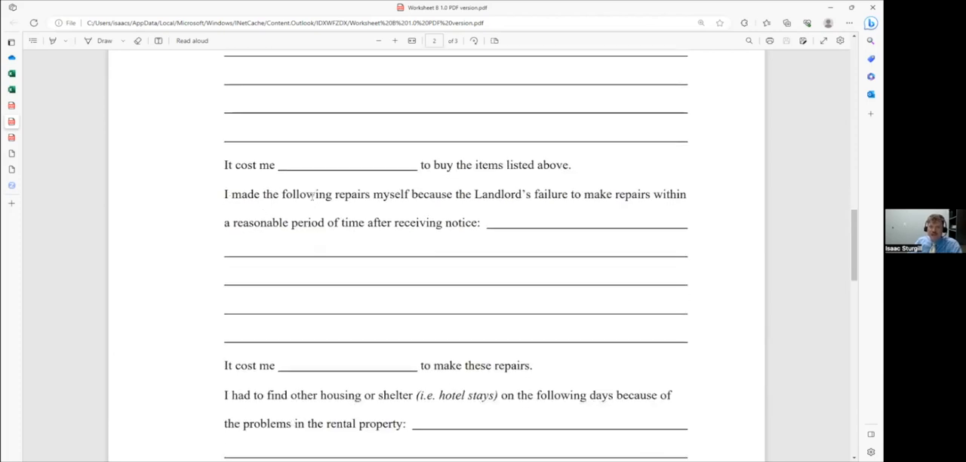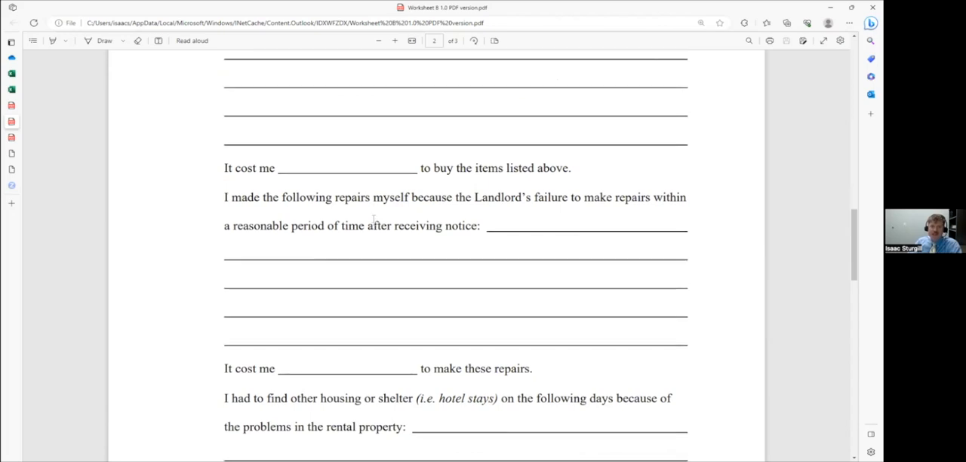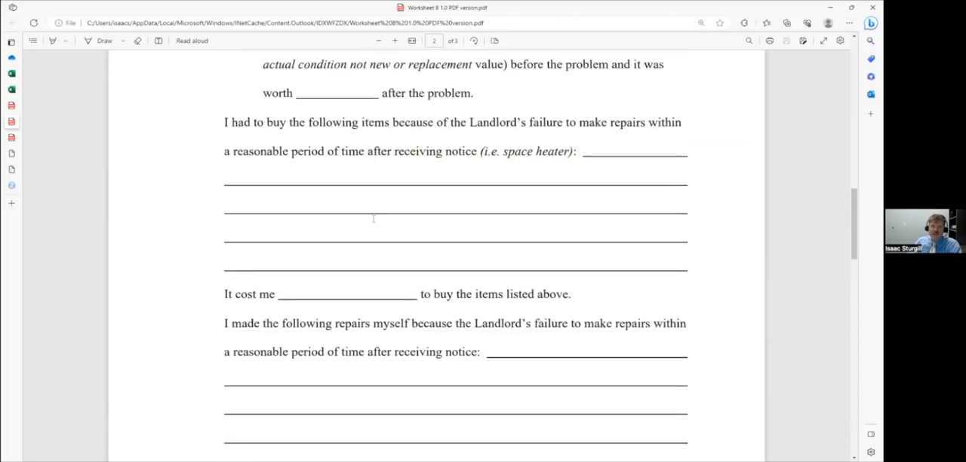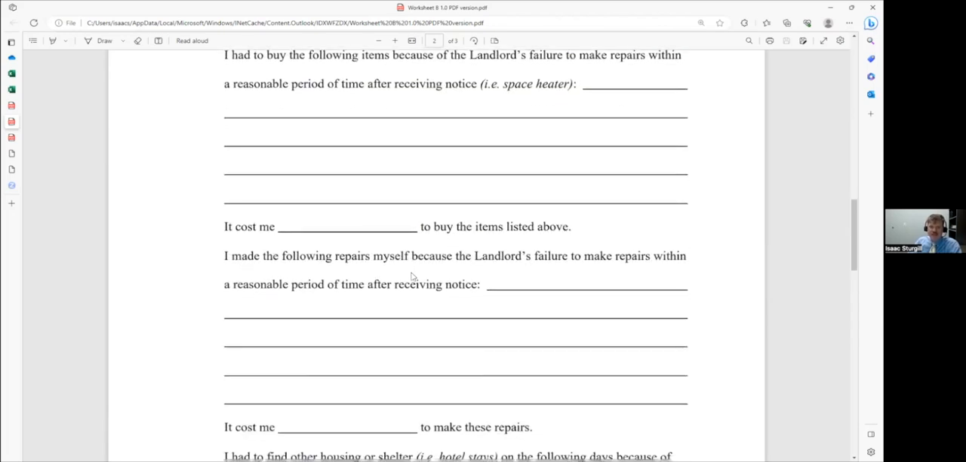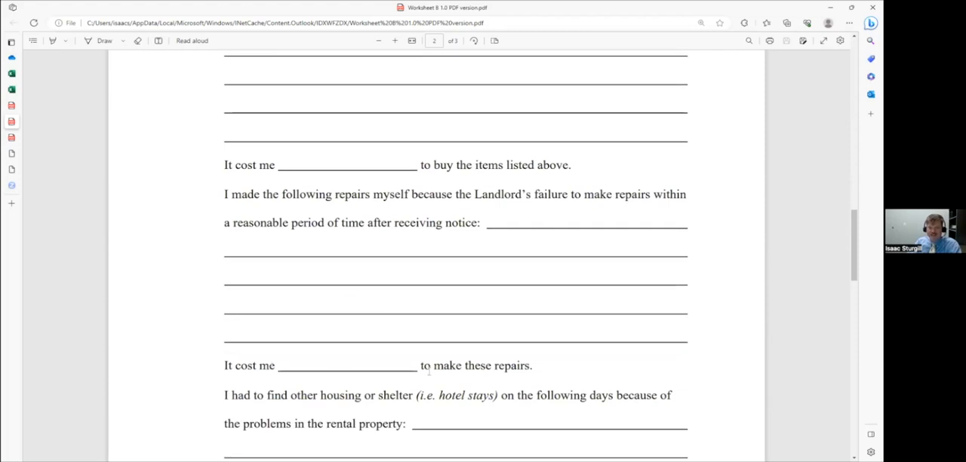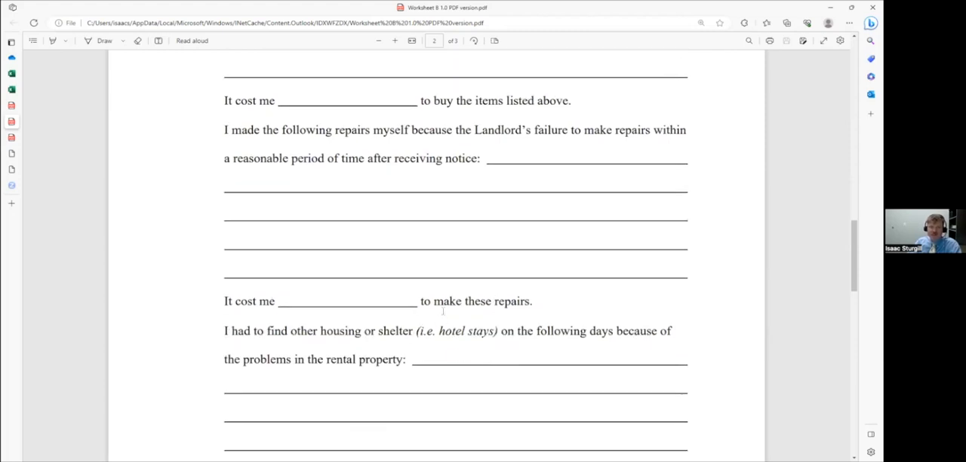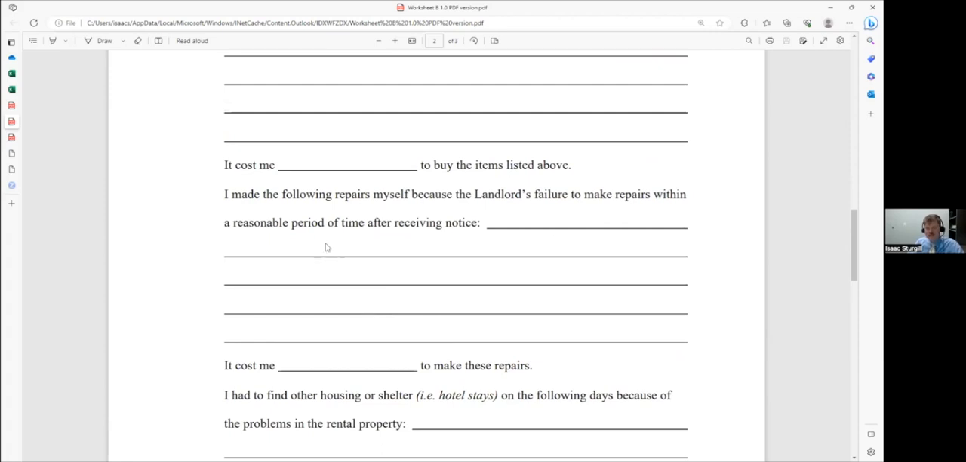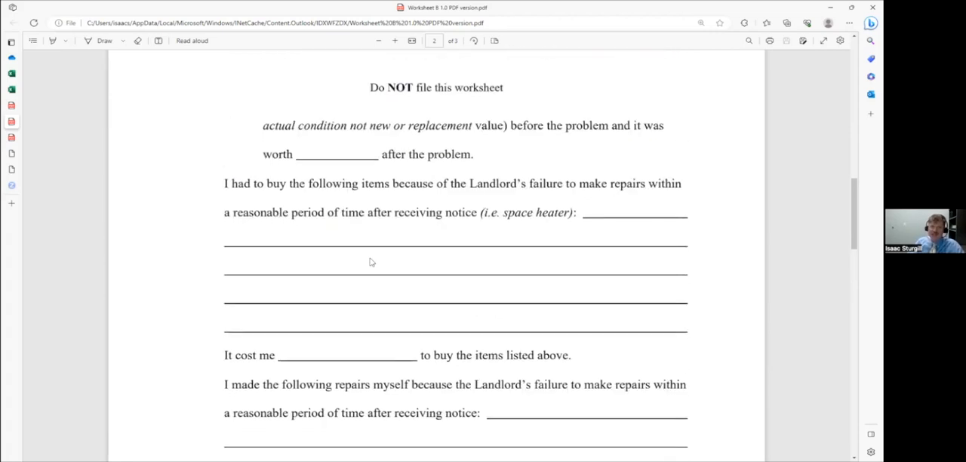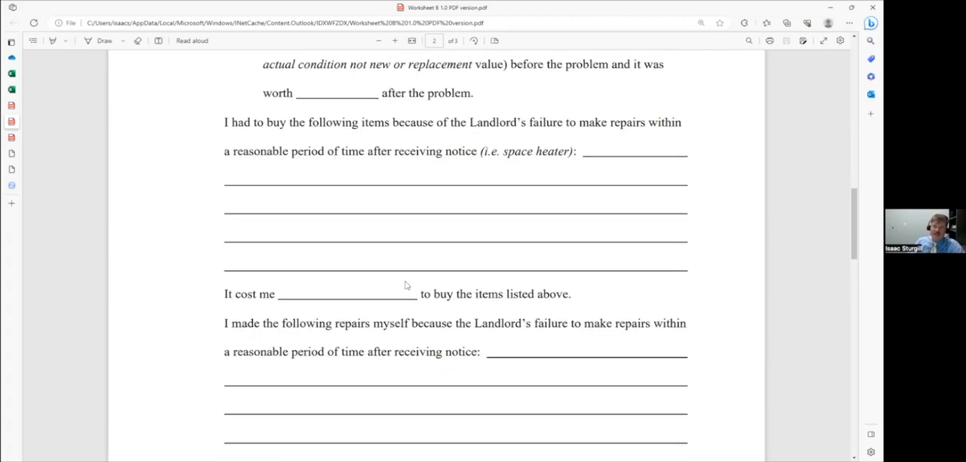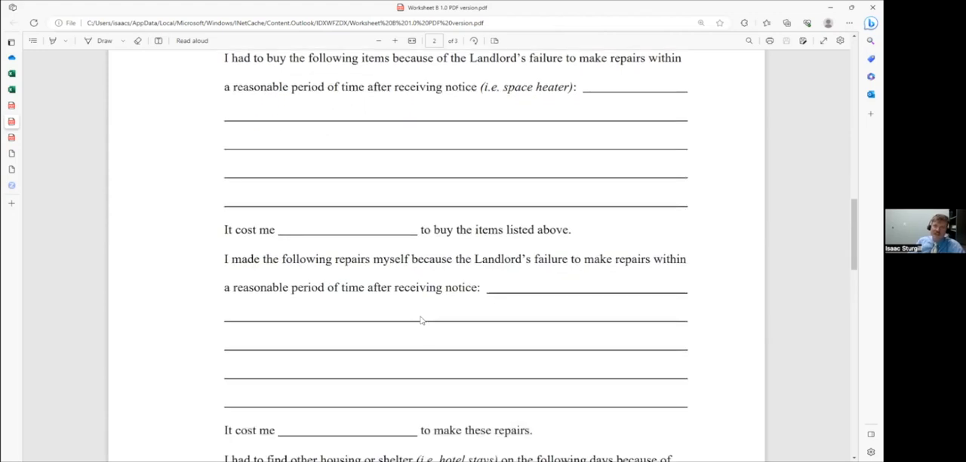And then you talk about what repairs had to be made by the tenant because the landlord failed to do it. That's the same thing again. It cost me this much to make these repairs as well. So that's just a place for you to list repairs you had to make or things you had to buy due to the landlord's failure to make repairs and how much it cost.